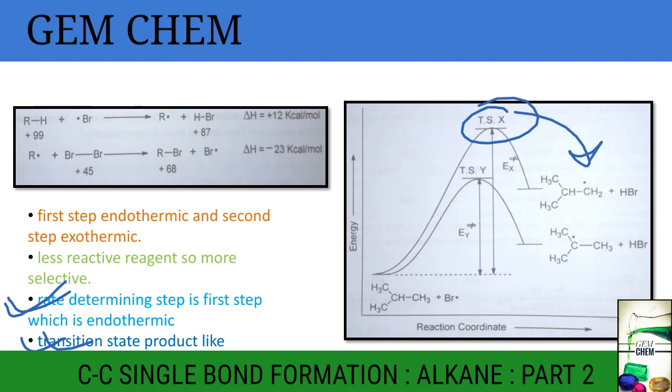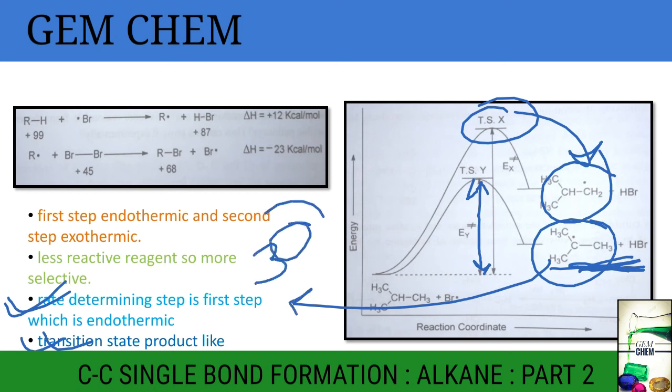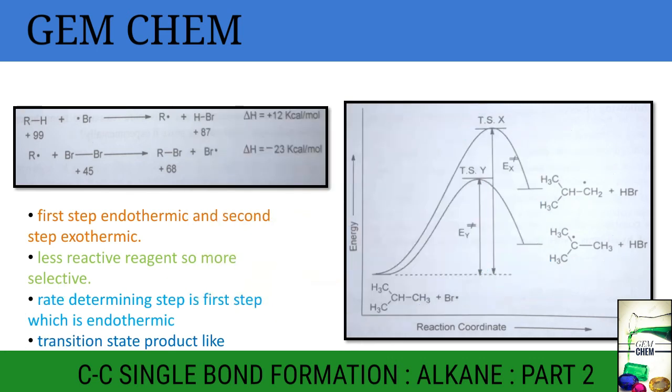Now see here, for this one the energy required for activation is less, whereas for the primary one the energy is more. So the rate for 3 degree will be more, though the yield is less, because there is only one hydrogen which is tertiary, whereas there are 9 hydrogens which are primary. Now let us go to our next slide.